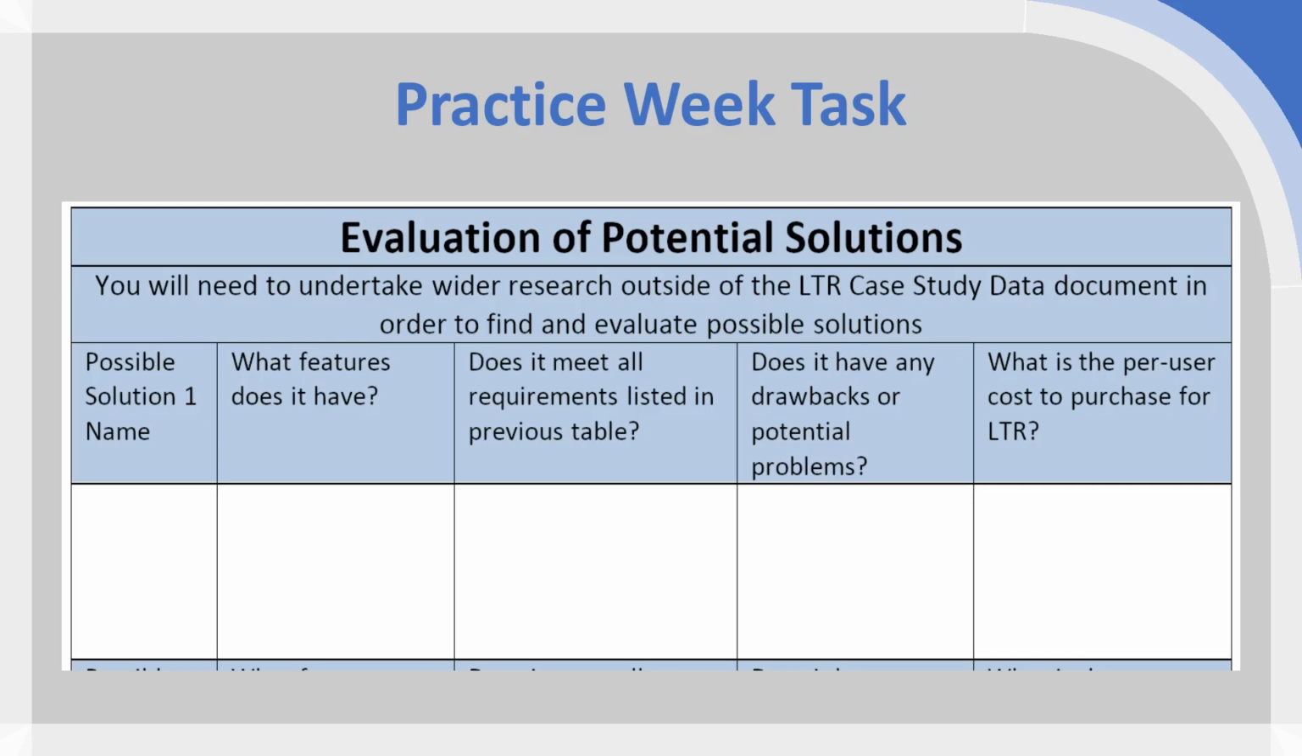And then lastly, because in any kind of project cost is one of our important constraints. Remember the triple constraints we discussed in the introduction to project management video are cost, quality, and time. So we do need to have an estimate of cost. In this case, simply list the per user cost to purchase.